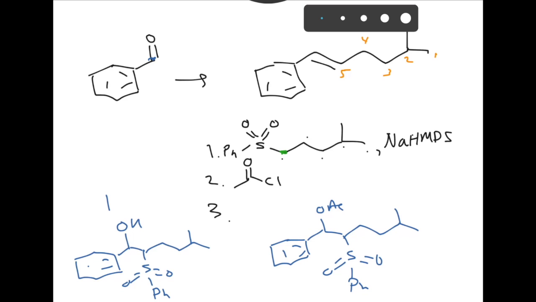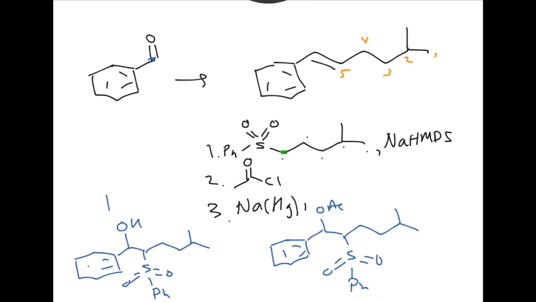And then what is the third step? What do we have to do for the third step? We have to do a reduction. So there's two main conditions for reduction that we use, right? One is sodium and mercury, usually with methanol, because that lets us make a base as well. And that will remove the acetate and then remove the sulfone to give the product.